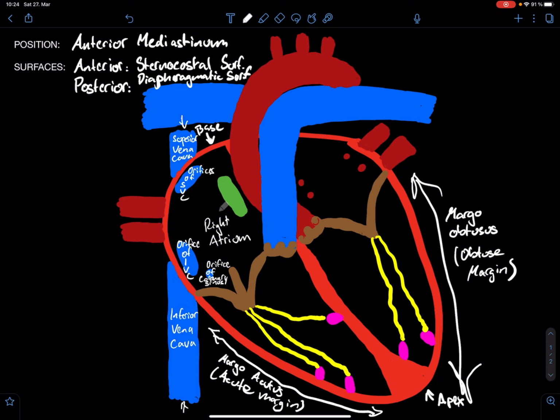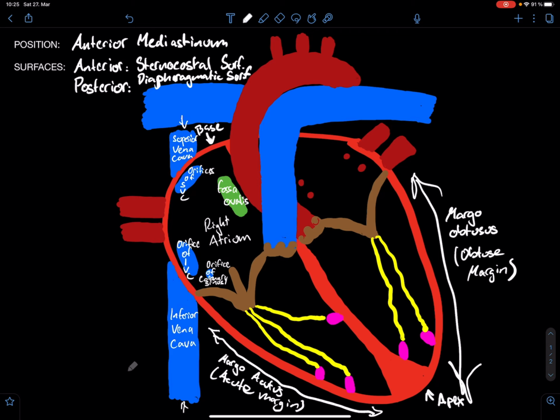Also, a big structure in the right atrium, which we're going to talk about today, and I'll give you a little bit of background, but we will also go into further detail in a future tutorial talking about fetal circulation, is the fossa ovalis, this structure over here. It is a remnant of the foramen ovale in fetal circulation, which is a passage between right atrium and left atrium in fetal circulation.